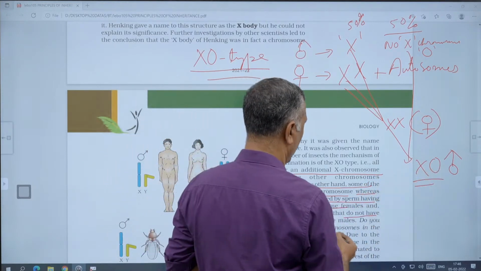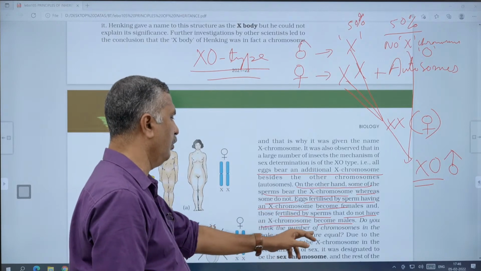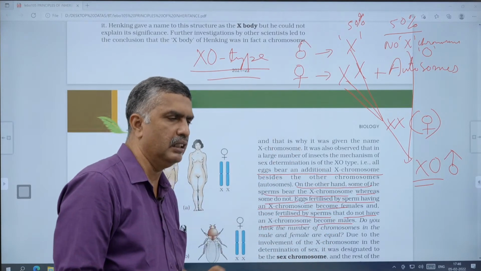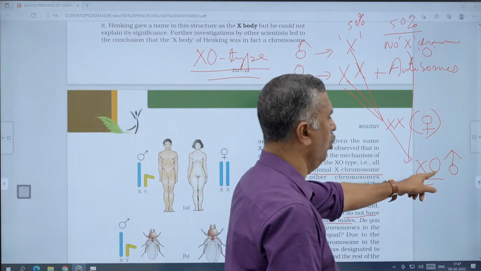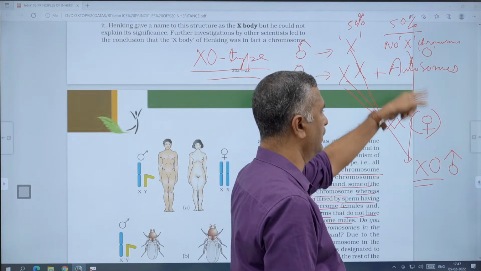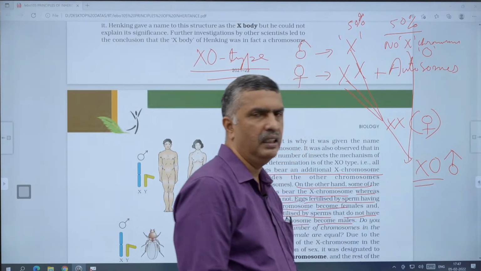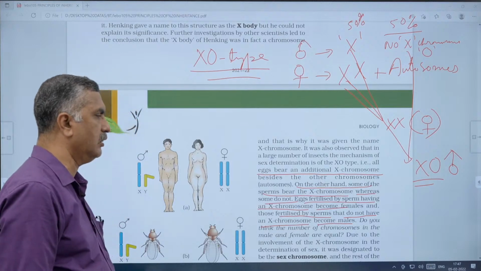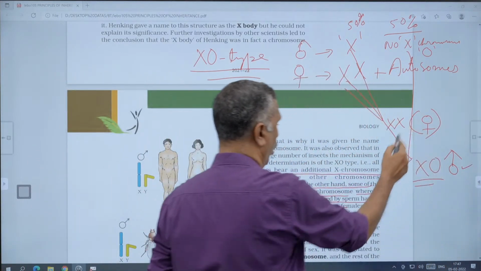That is called XO. Do you think the number of chromosomes in male and female are equal? No. The male has one chromosome less than the female, because there will be XO besides the autosomes. The autosome number will be the same, but there will be a lack of one X chromosome in males compared to females.